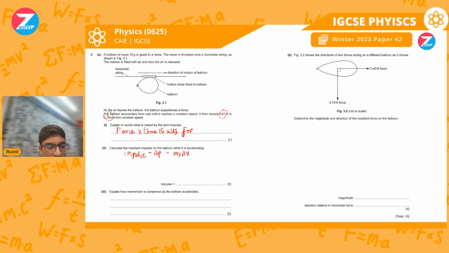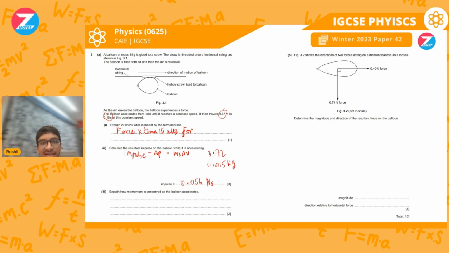So 0.67 by 0.18. So the velocity we have is 3.72. And the mass is also given as 0.015 kgs. So the impulse should be the change in momentum, which is this mass into this velocity, which is 0.056 Newton seconds.